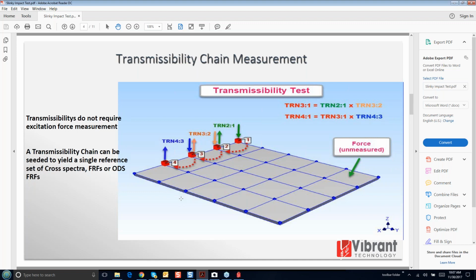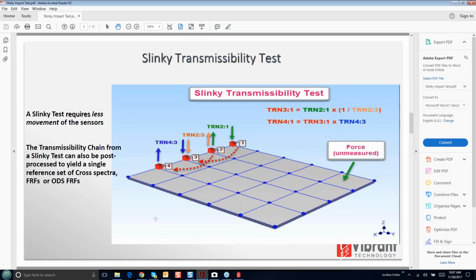And as I said, in September we went through this whole process of measuring transmissibilities. They are different than FRFs. They're the ratio of the two accelerometer signals computed in the frequency domain. So we'll take a look at that in a minute. And we're going to review the project that we used in September, where we call it a Slinky test. And it just requires less movement of your sensors, your accelerometers.